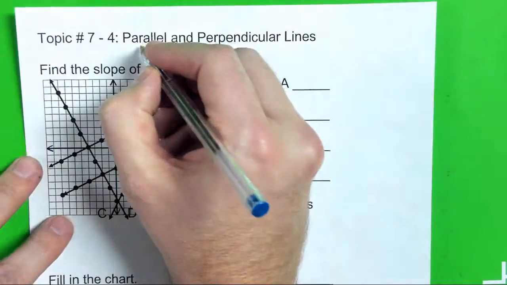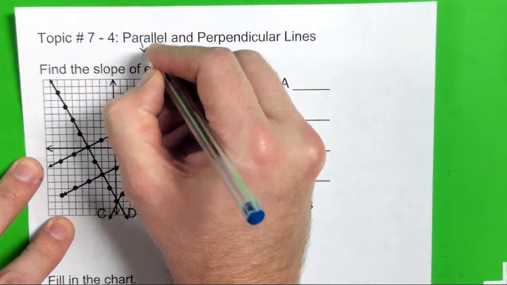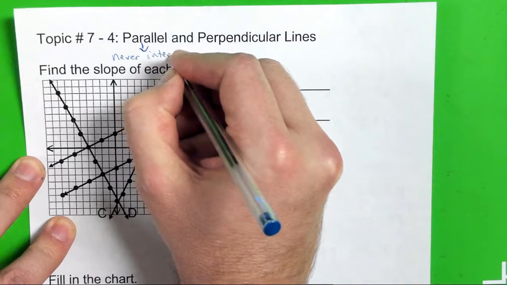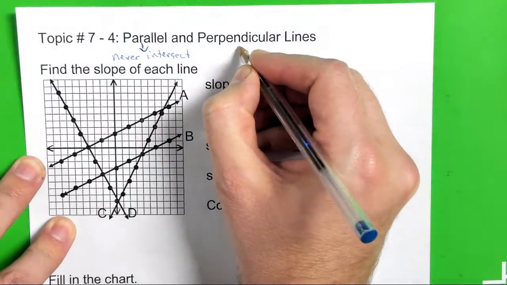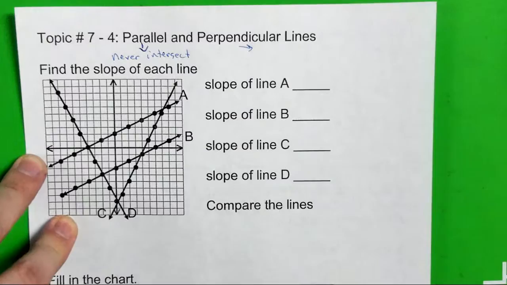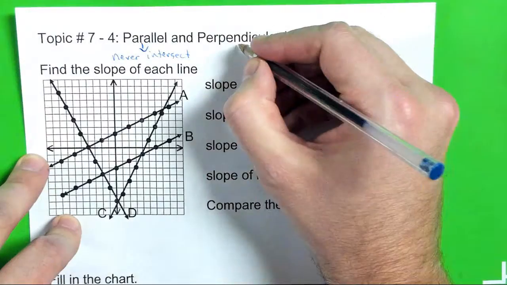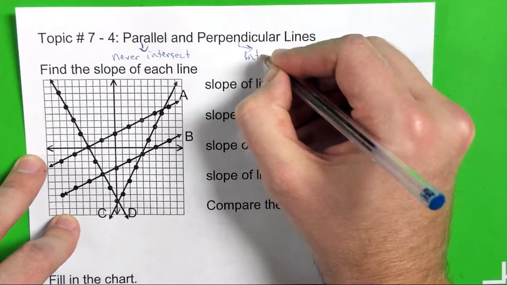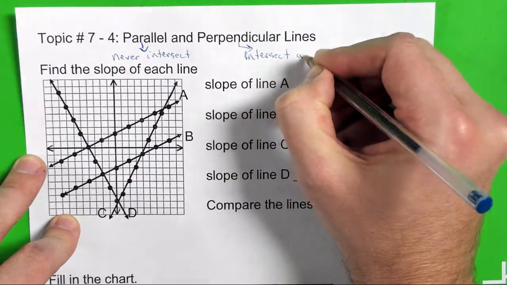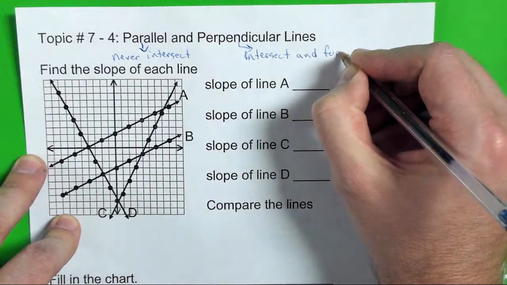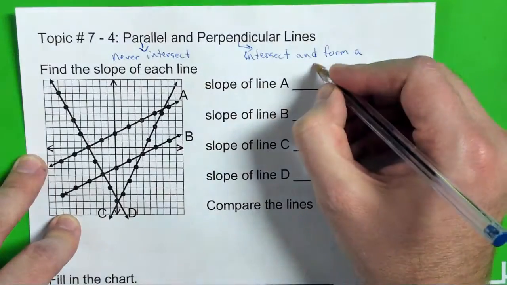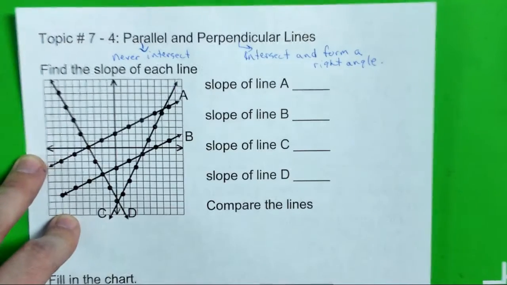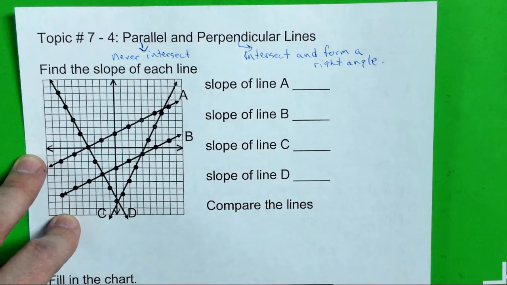So you guys already told me parallel lines mean what? They never cross or never intersect. What about perpendicular lines? You told me about those. They cross. But what's special about their crossing at a right angle? They intersect and form, you should write these down, a right angle. How many degrees is a right angle? 90 degrees.